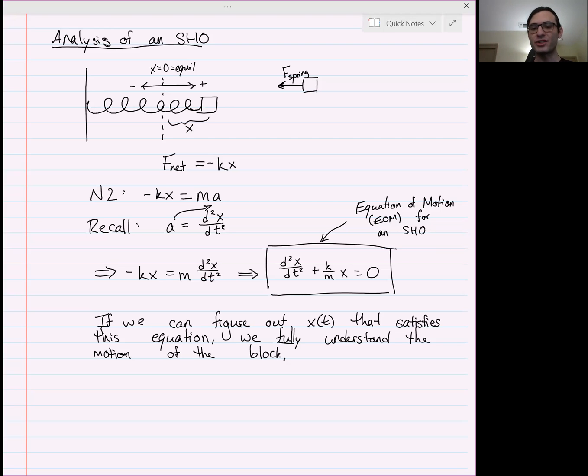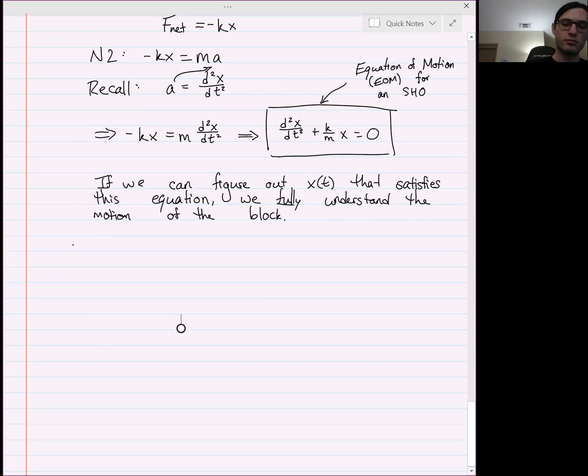The question is how do you actually find that x? How do you find an x that does this? So let's instead look at a simpler problem and see if we can solve that one. Instead of having variables k and m, let's just look at d squared x dt squared plus x equals 0. It's clearly simpler. So let's just guess and see if we can come up with any.